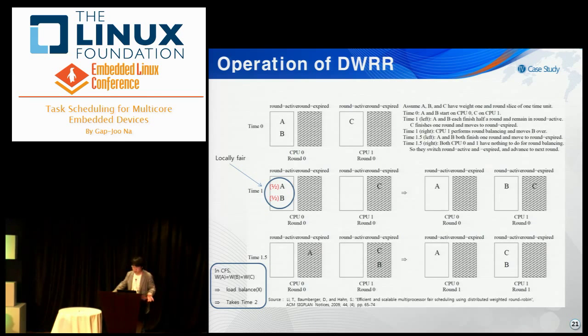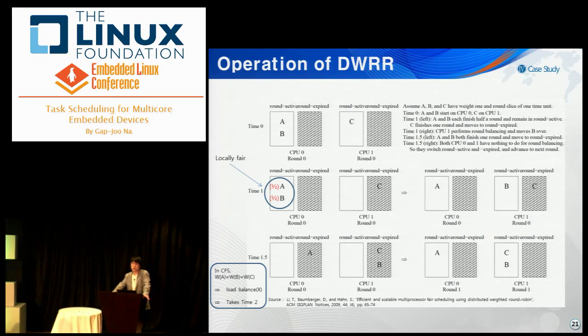Thus, C moves to round expired on CPU 1, since its round active becomes empty. CPU 1 performs round balancing and moves B to round active, but not A, because it is currently running.